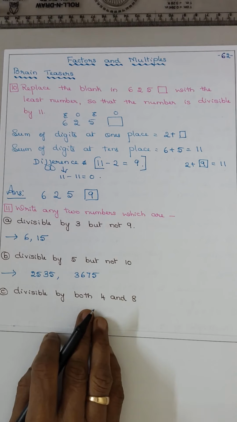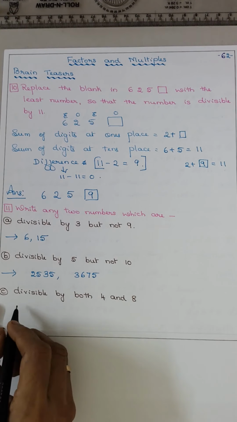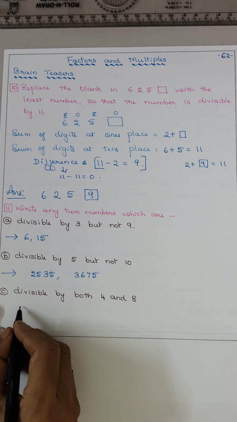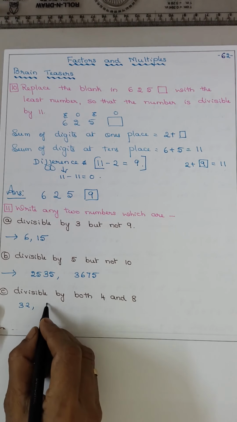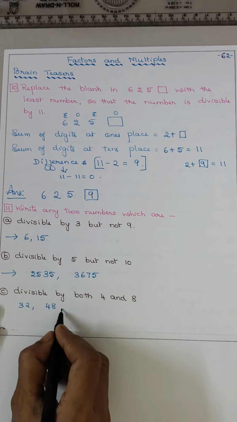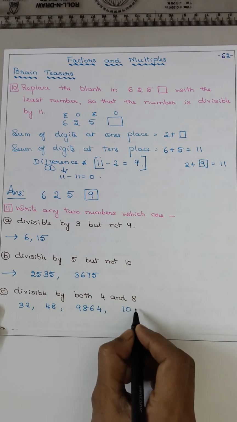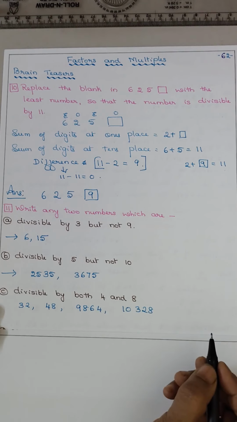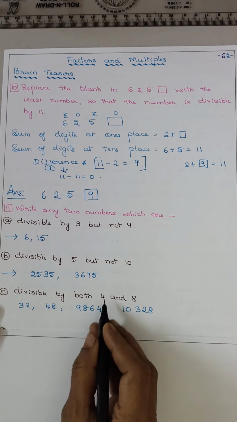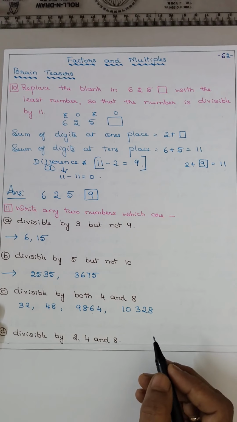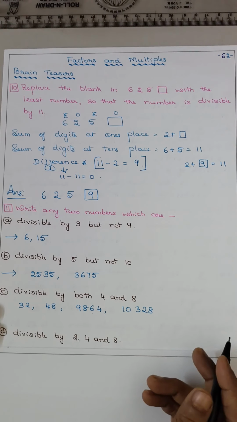4 and 8 दोनों से divisible कौन सा रहता है? It is 32 है ना, 32, 48. बड़ा नंबर बोलेंगे तो 9864, 10328. सो 4 के लिए लास्ट 2 डिजिट्स, 8 के लिए लास्ट 3 डिजिट शुड बी डिविजिबल बाय 4 and 8.